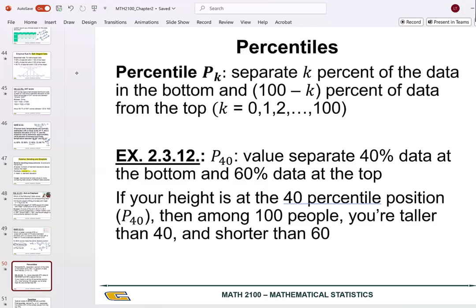Say if your height is at the 40th percentile, P40, it means that among 100 people, you're taller than 40 and shorter than 60, right? Say if your height is at the 80th percentile, it means among 100 people, you're taller than 80 and shorter than 20.